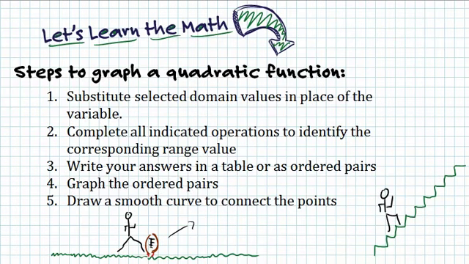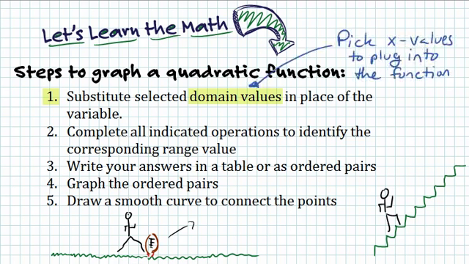Here are the steps to graph a quadratic function. First, substitute selected domain values in the place of the variable. That means pick numbers for x and plug them in. Complete all indicated operations to identify the corresponding range value, and write your answer in a table or as ordered pairs. Graph the ordered pairs, and then connect the dots.